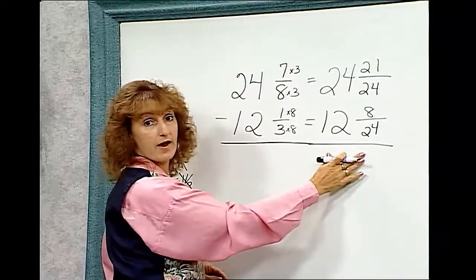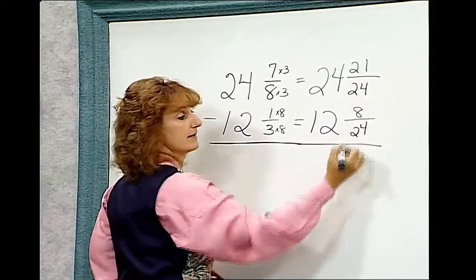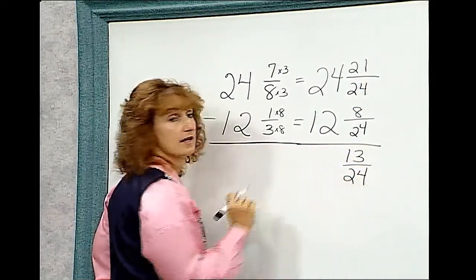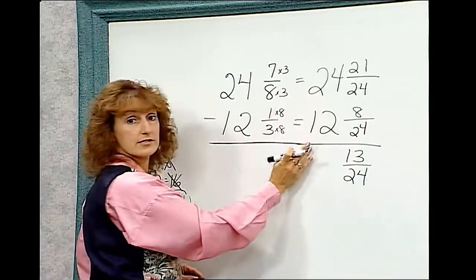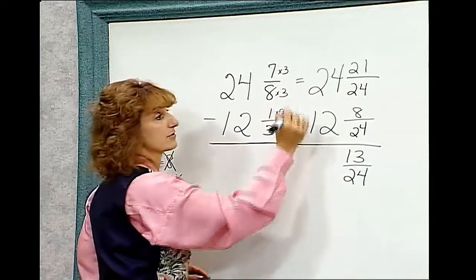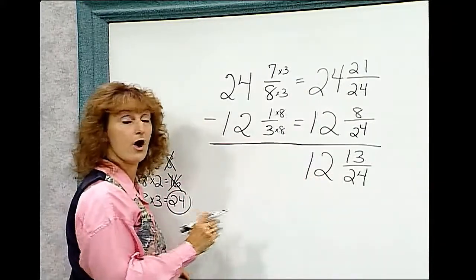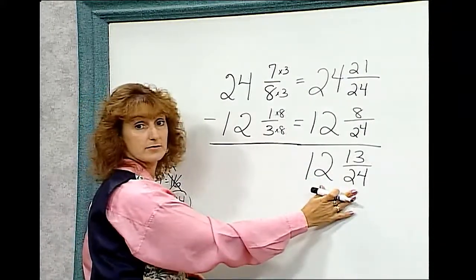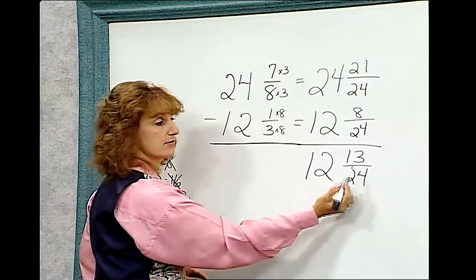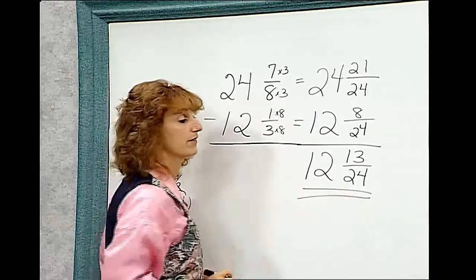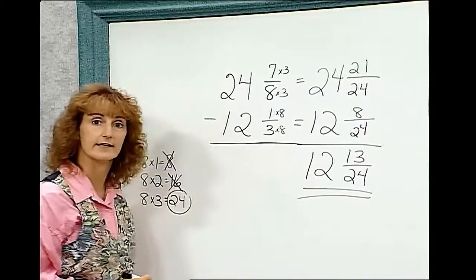We can now subtract. 21 minus 8 is 13. Leave that denominator the same. The whole numbers get subtracted as regular numbers. 24 minus 12 is 12. Always check to see if your answer can be simplified. Since there is no common factor for 13 and 24, 12 and 13/24 is our final answer.